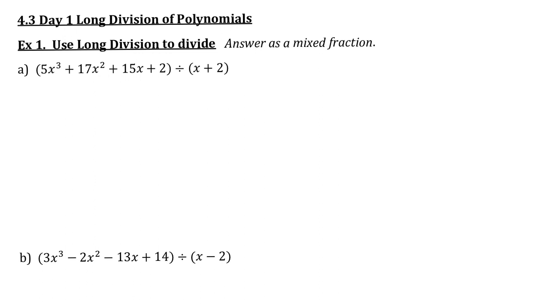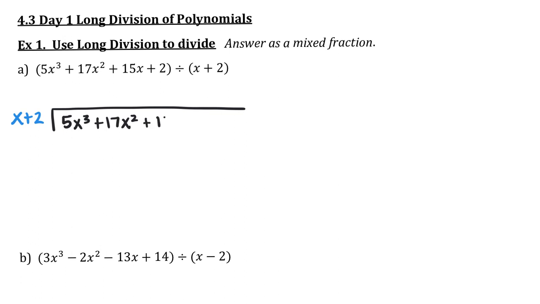Okay, this is long division. So this is what goes in the box and this is what we're dividing by. And I'm going to set it up just like normal long division. I'm dividing by x plus 2. I'm going to make the long division box, and I'm going to put inside the polynomial we are dividing. So I'm doing this divided by this, and it looks weird, but we're going to go with it.